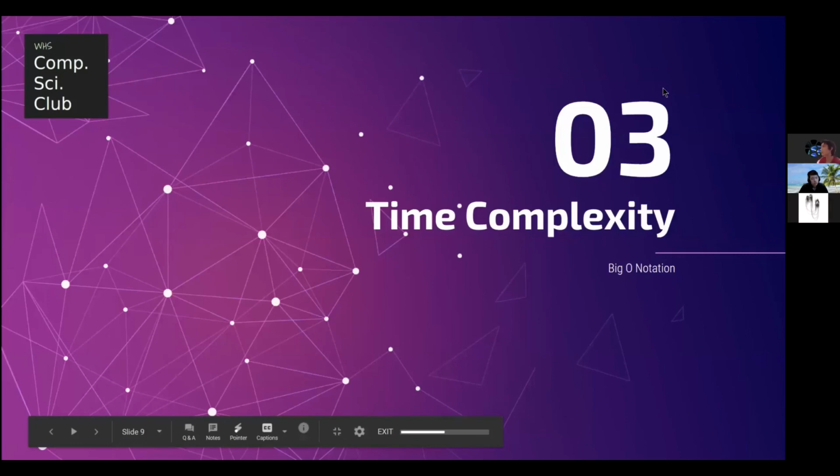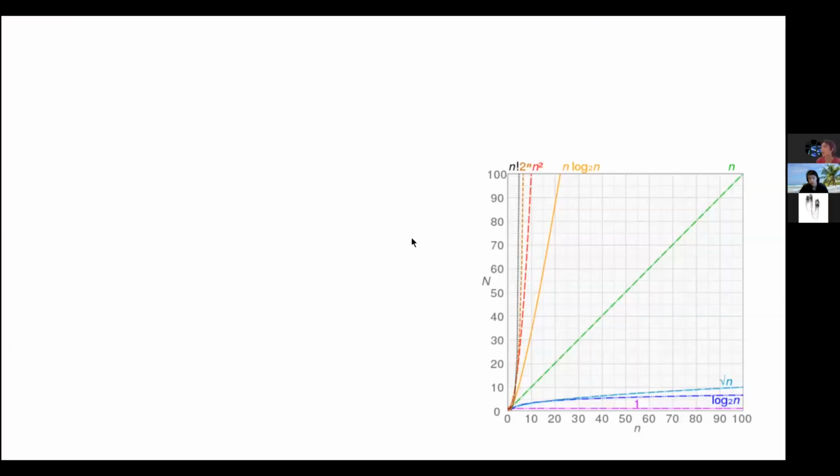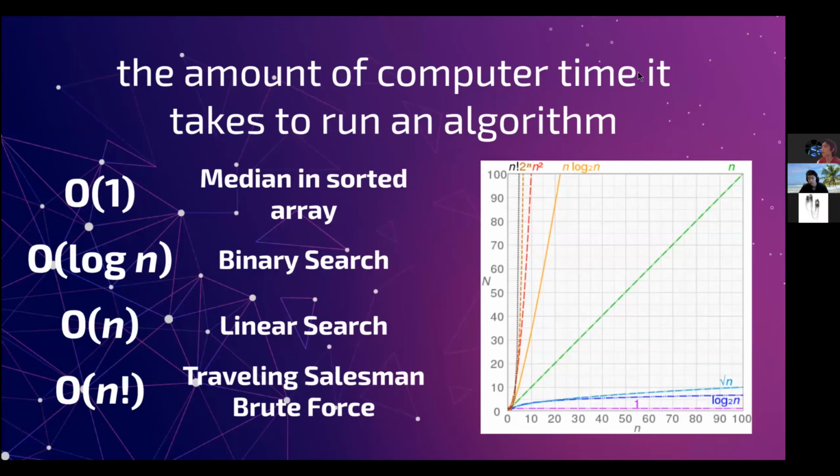Time complexity. So time complexity is a term generally used to describe how long something is expected to run for, and how much longer it'll take given a bigger set of values. So right here, the amount of computer time it takes to run an algorithm, and you will see when people talk about time complexity, they'll give you values like this, where it has an O and then some kind of equation or expression inside the parentheses.